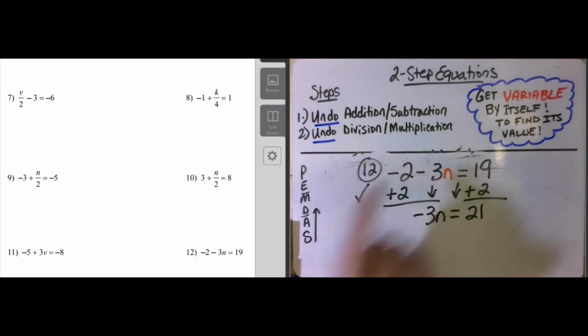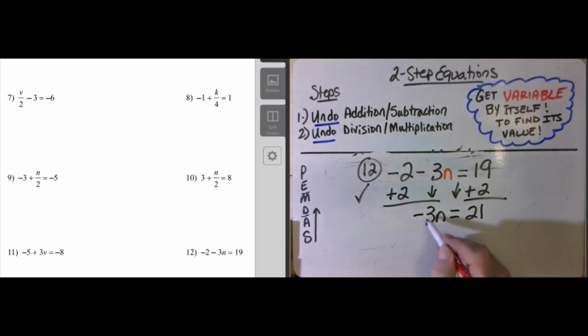Now let's go ahead and do step number 2, which is to undo the division or multiplication. They're multiplying in this one, right? Negative 3 times n is just written in a different way. Let's go ahead and make that a fraction. If there's not a fraction at this point, you make it a fraction with whatever is next to the variable you want to get by itself. In this case, it's a negative 3. Whatever you do on one side, you need to do to the other.